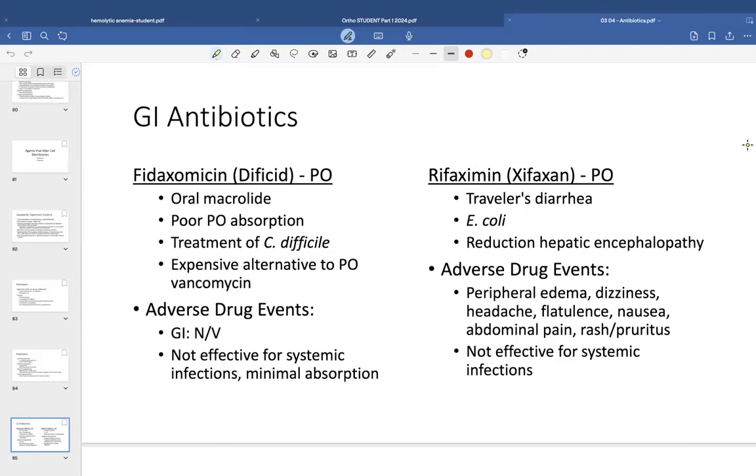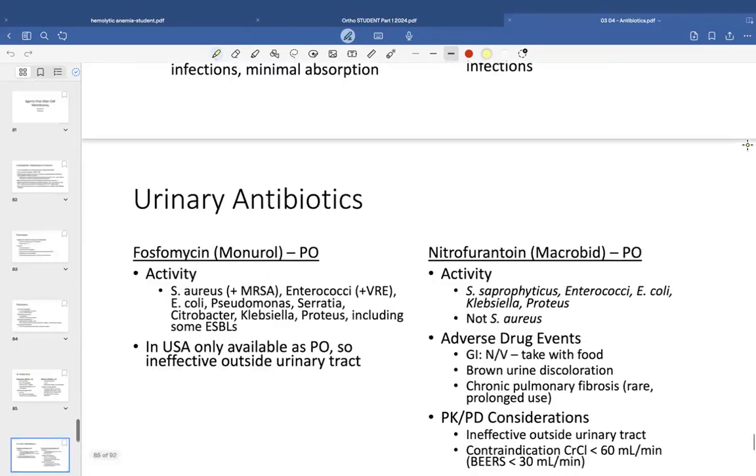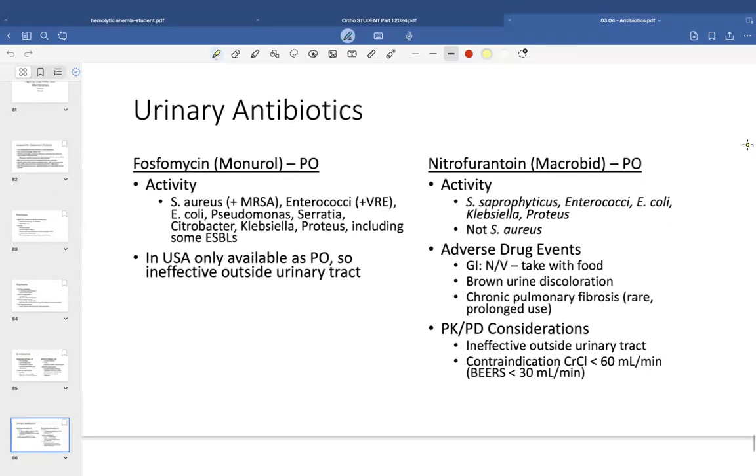And then the non-systemic UTI antibiotics, there are two that are worth highlighting. One is fosfomycin. Gets at most of the common UTI bugs, including E. coli, staph, Klebsiella, Proteus. Those are common UTI bugs. It's given by mouth and then concentrates in the urinary tract.